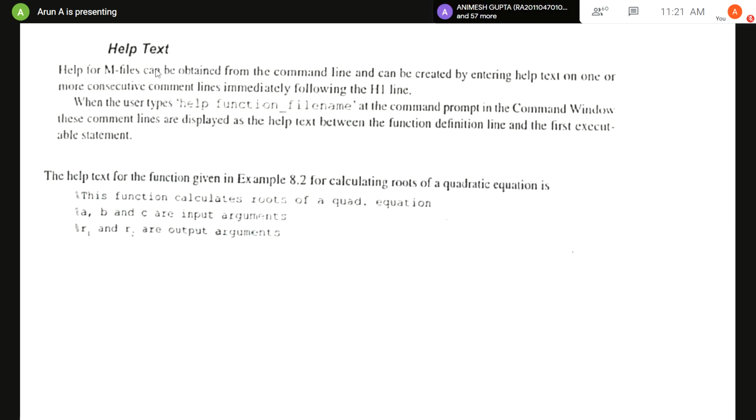The third is help text. In the program, you would have noticed some help text. These three lines you would have noticed in example 8.2. What are those three lines? This function calculates the roots of a quadratic equation. A, B, and C are the input arguments. R1 and R2 are the output arguments. So all these three lines constitute the help text of the example program.